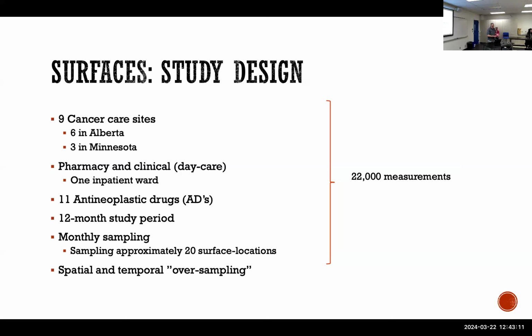We were looking at 11 antineoplastic drugs over a 12-month period. We were sampling all these sites on pretty much a monthly basis for 20 different surfaces. So this resulted in 22,000 measurements being made. So this is sort of a huge data set that we had to work with.